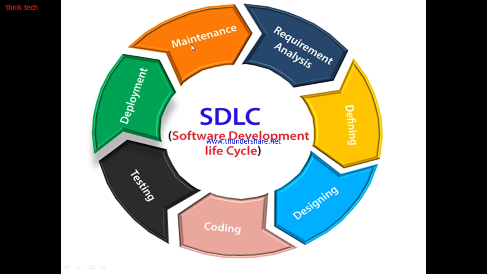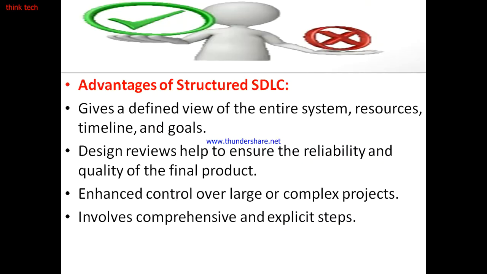In maintenance, it is the last one and it includes error correction and debugging. If any errors passed by the testing team are removed by the maintenance team. That is all about the SDLC, that is software development lifecycle. It goes simply in this direction from requirement analysis to defining, designing, coding, testing, deployment, maintenance, and it ends there. After saying all about the SDLC, let's look into the advantages of SDLC.